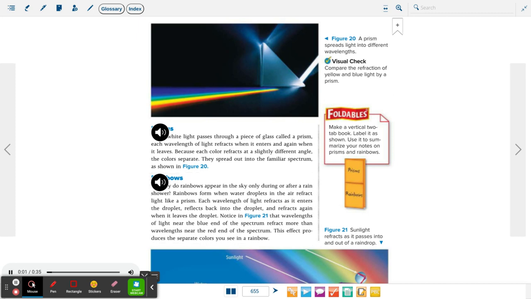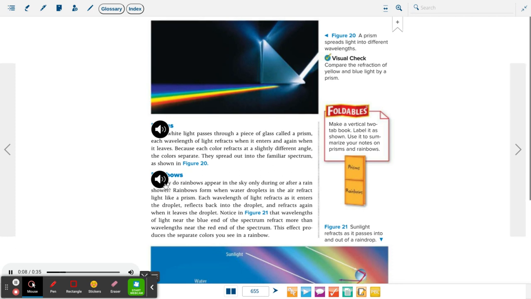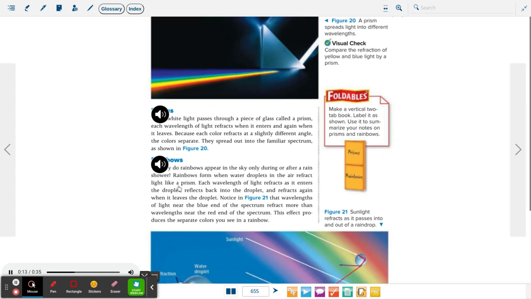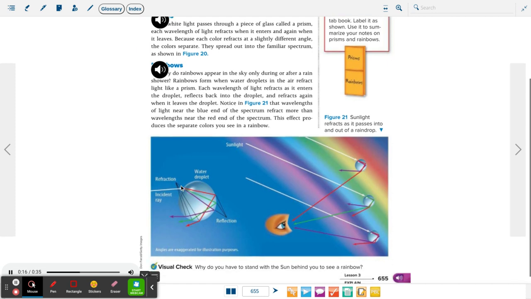Rainbows. Why do rainbows appear in the sky only during or after a rain shower? Rainbows form when water droplets in the air refract light like a prism. Each wavelength of light refracts as it enters the droplet, reflects back into the droplet, and refracts again when it leaves the droplet. Notice in Figure 21 that wavelengths of light near the blue end of the spectrum refract more than wavelengths near the red end of the spectrum. This effect produces the separate colors you see in a rainbow.